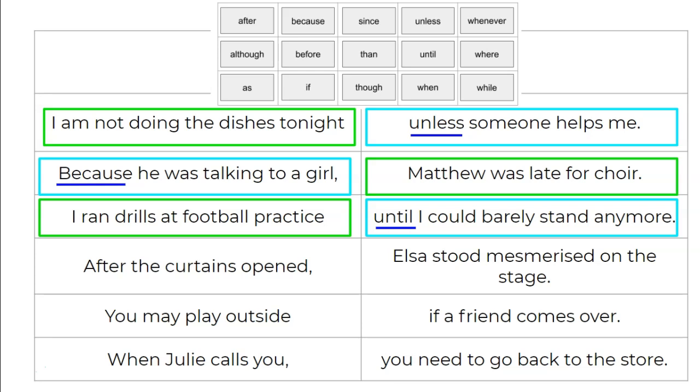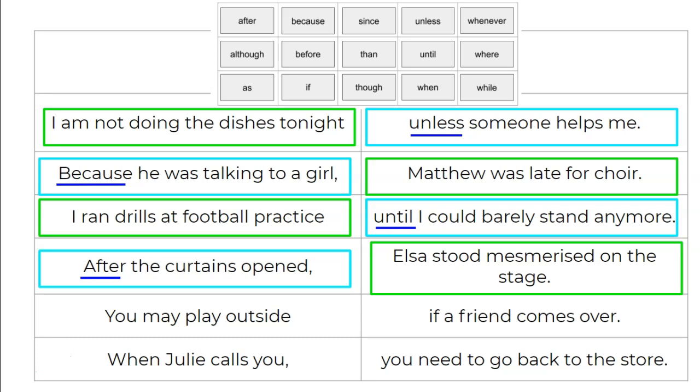Okay, next sentence. After the curtains opened, Elsa stood mesmerized on the stage. Again, the first thing we're going to do is look for the subordinating conjunction. For this one, it's after. So that means after the curtains opened is our dependent clause. Go ahead and put a D under that one, which means Elsa stood mesmerized on the stage is an independent clause. Go ahead and put an I underneath that one.